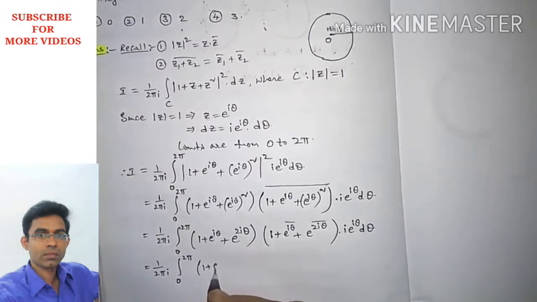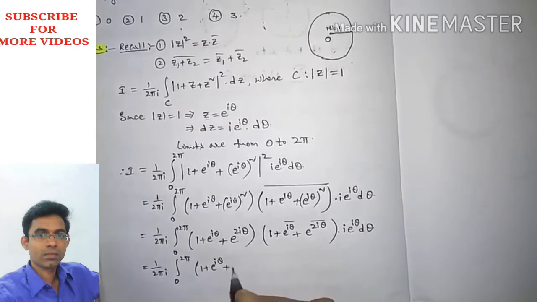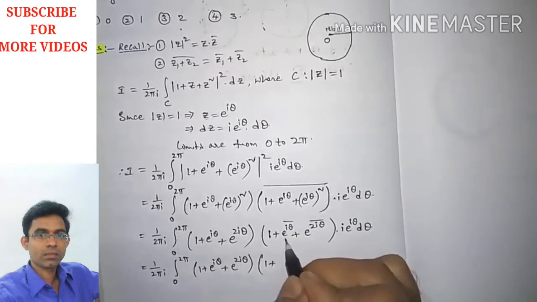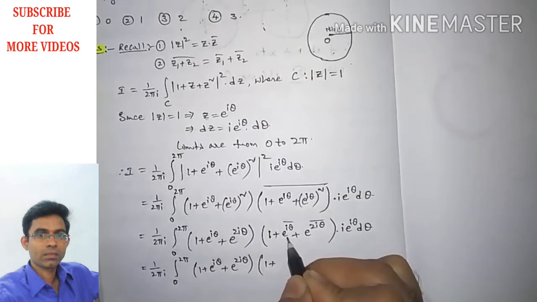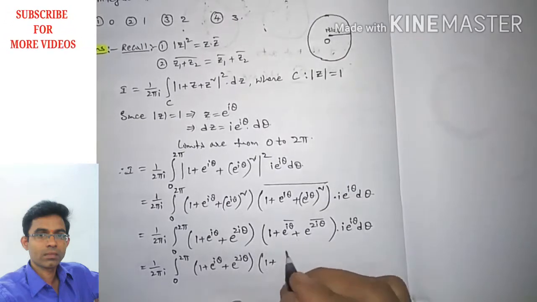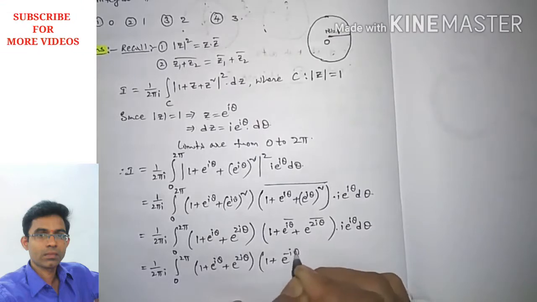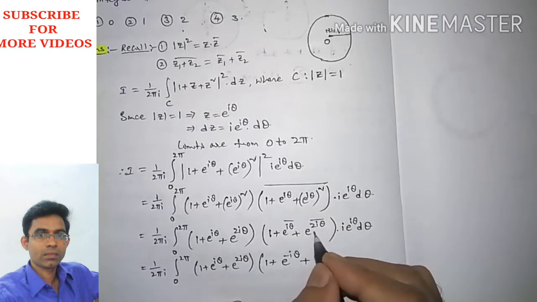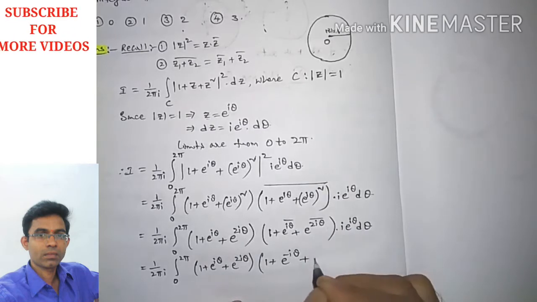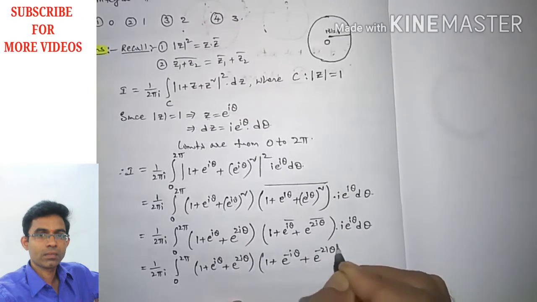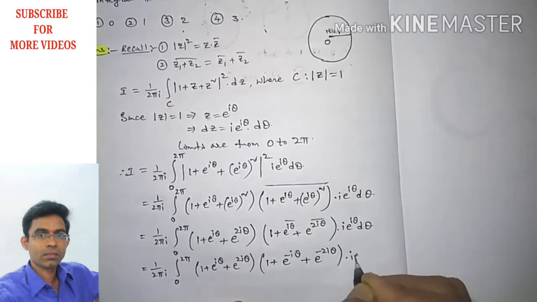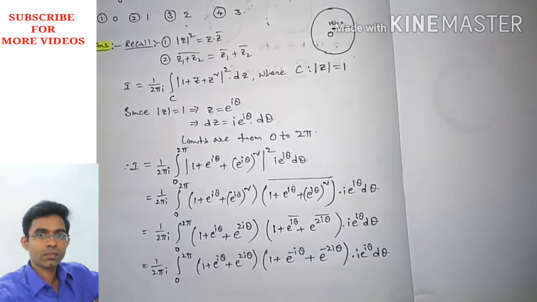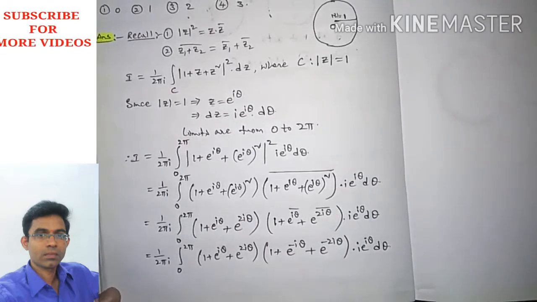This is (1 + e^{iθ} + e^{2iθ}) into the conjugate (1 + e^{iθ}) whole bar, meaning the conjugate of e^{iθ} is e^{-iθ}, plus the conjugate of e^{2iθ}, that is e^{-2iθ}, into i e^{iθ} dθ. Okay, now we will simplify this.